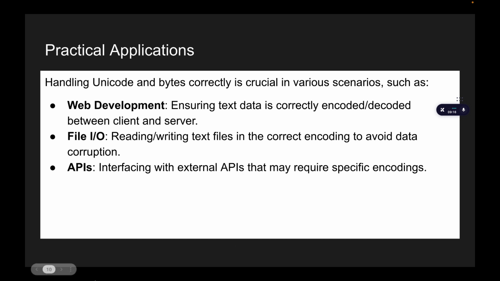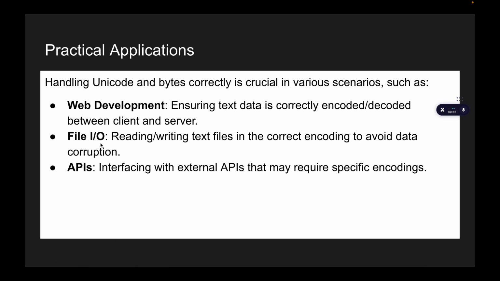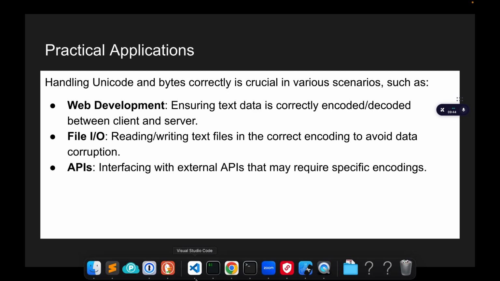So now let's talk about how Unicode bytes can be used in practical applications. In web development, we ensure text data is correctly encoded and decoded between the client and the server. This is very important if we have an application. Next, we can use it to write text files in the correct encoding to avoid data corruption.